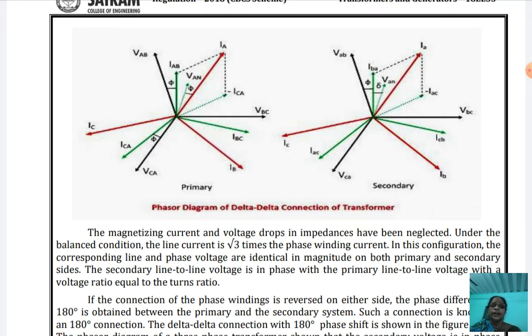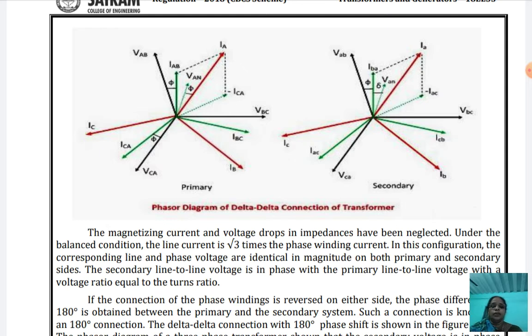And then the line current is root 3 times the phase winding current. In the star connection, line voltage is equal to phase voltage, but line current is equal to root 3 times the phase winding current only. And in this connection, the magnetizing current and voltage drop in impedances have been neglected.